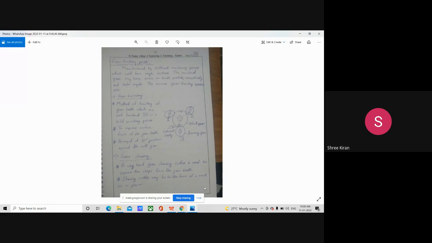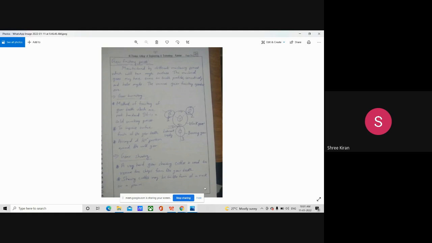So all this happens in the case of gear finishing process. After the gear finishing, we will be having a super finishing process, where the accuracy rate, the surface finish, the material removal rate, and the angle of the teeth all come into action.